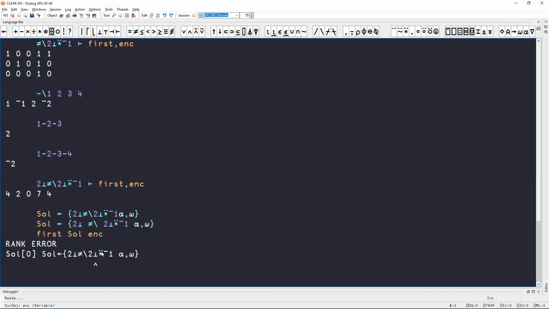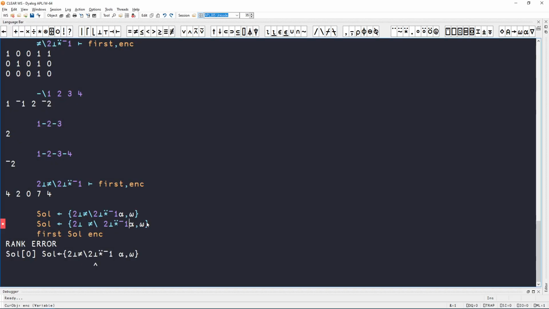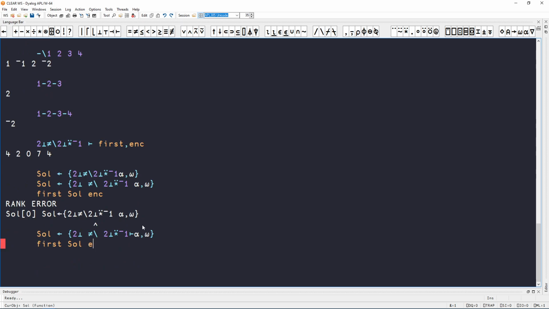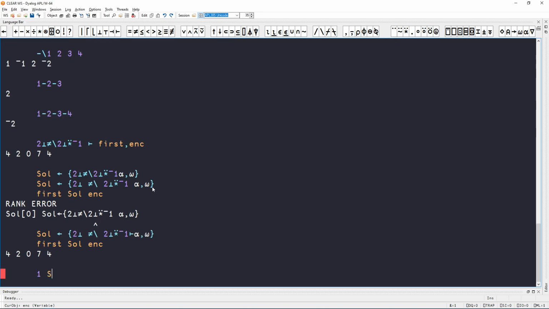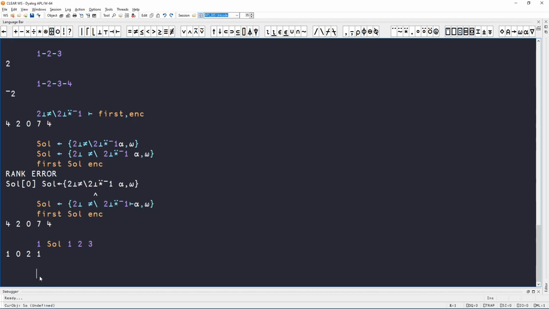Oops, I did something wrong again. Why is it that I keep making mistakes? Oh, it's because of stranding issues, and now I'm trying to make a screenshot. Yeah, so we need this to tell APL that the -1 and the alpha are not supposed to make a whole array together. So that's that, and then first solution and the encoded gives us that, and then the other test case was, the first was 1 and the encoded was 1, 2, 3, which should give 1, 0, 2, 1. Okay, so this is it for this solution.